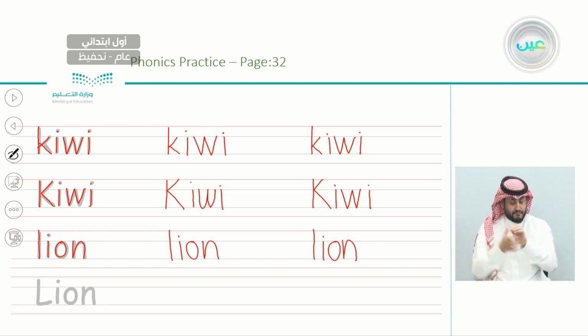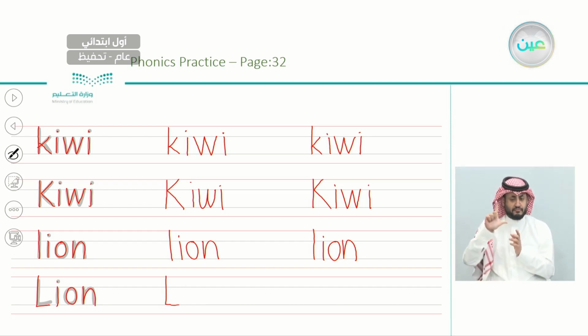Capital L starts from number 1 up to 3, then on the right side, a line. I, O, and N between number 2 and 3. Again, L, I, O, and then N. Last time, L, I, O, and N.